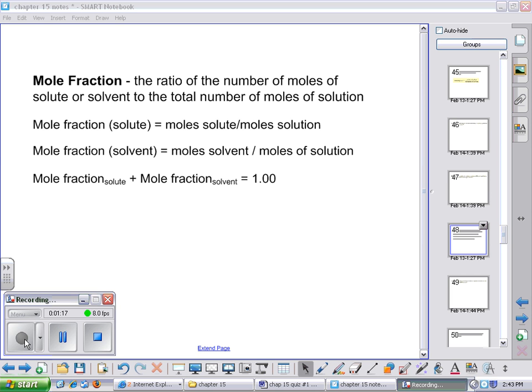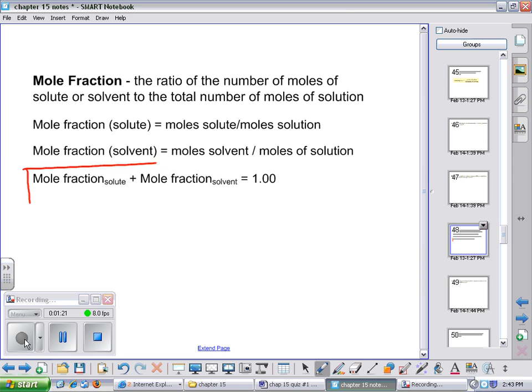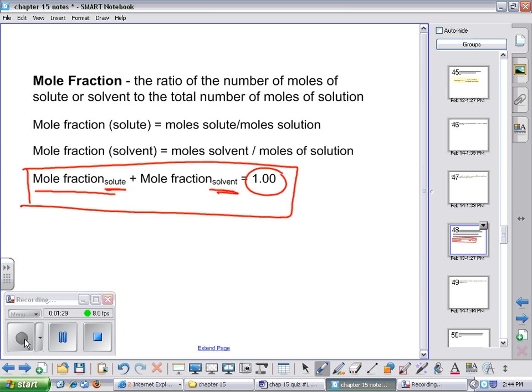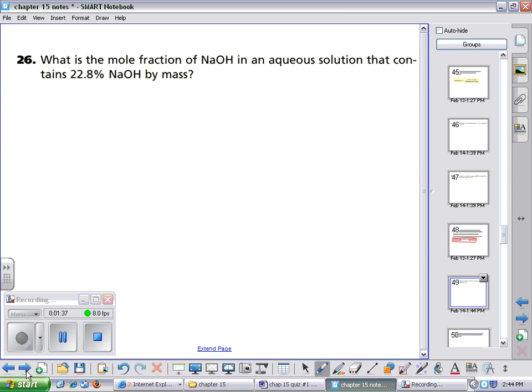If you know one and not the other, you can easily figure out what the other one is going to be, because the mole fraction of your solute and the mole fraction of your solvent will always add up to 1. So that's an easy way to figure out the other one. So let's practice a couple problems.